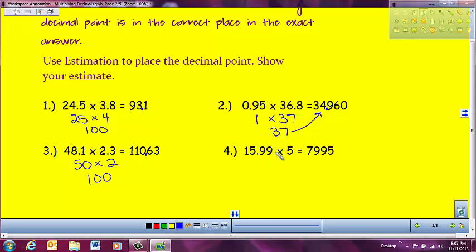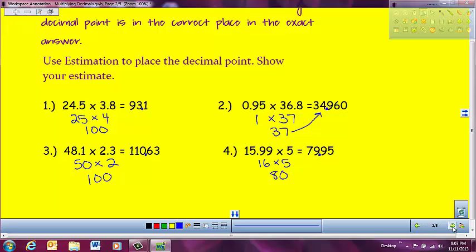Last one. I'm going to change 15.99 to 16. And I'm going to leave the 5 alone. 16 times 5, I can do in my head. I know that's 80. So again, I don't want 7,995. I don't want 799.5. I want 79.95.